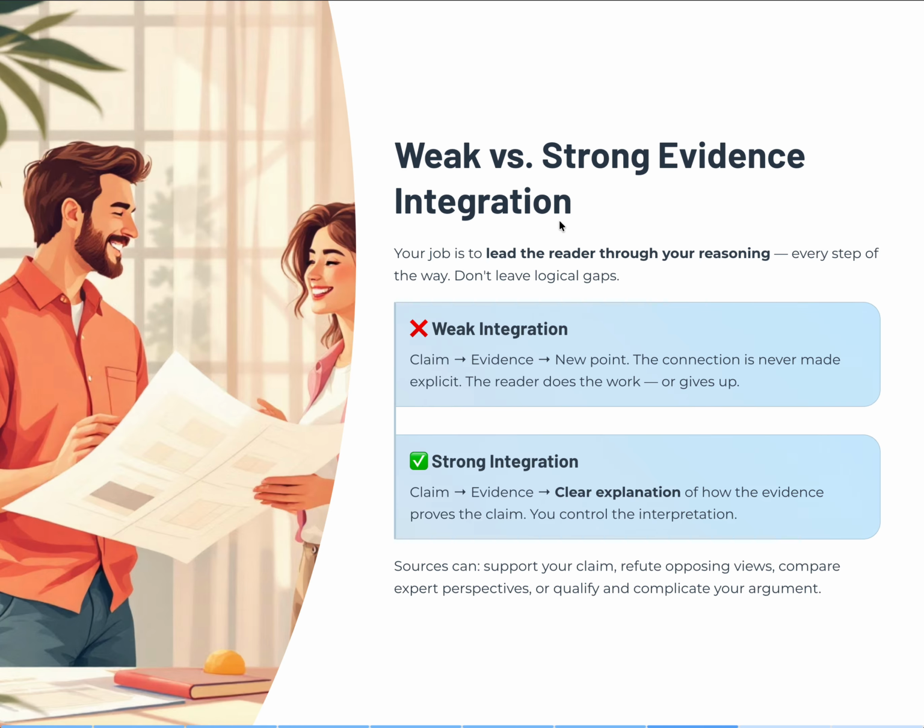So here's what a weak paragraph may look like. It will probably have the claim, evidence, and then a new point or the next idea. There's really no explanation or connection, and the reader is really left to figure it out. A strong paragraph will look like this. It'll have the claim, evidence, clear explanation of how the evidence proves the claim, and ultimately you control that interpretation.